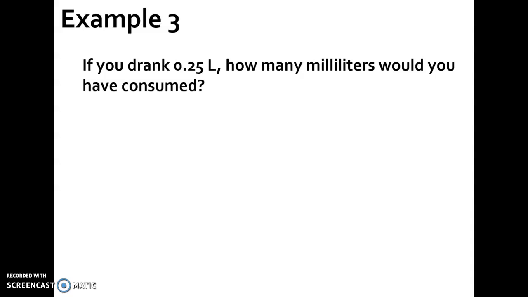Example 3 is saying if you drank 0.25 liters, how many milliliters would you have consumed? So our desired answer is wanting to know how many milliliters, right? So let's let that be out front here. Milliliters is going to equal. We need to get milliliters into liters, right? The conversion factor for that says that there is 1,000 milliliters equals 1 liter.